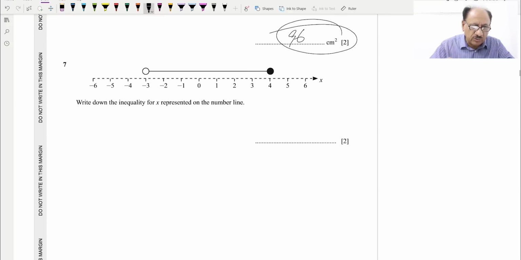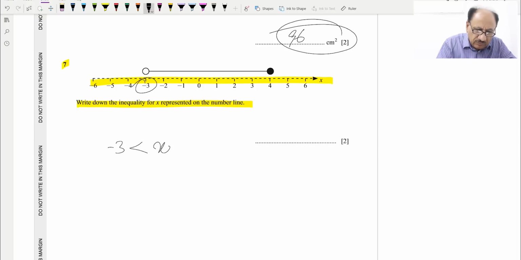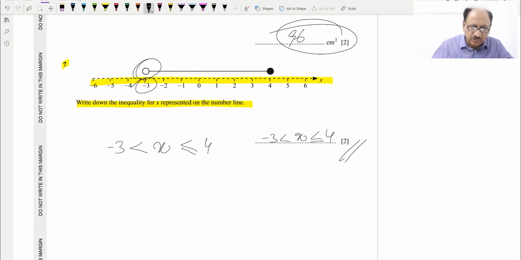Hopefully you understood this. Now question number 7 says a number line is provided, this one, and they're saying write down the inequality for x represented by the number line. So x will be on the left side, x is greater than -3, this number, and because this is unfilled, we'll be just taking the sign, we will not be taking this sign. Hopefully you know this. And then on the right side, this is a filled one, so we'll take this sign, and this will be our answer for 2 marks. Hopefully you understand this also.